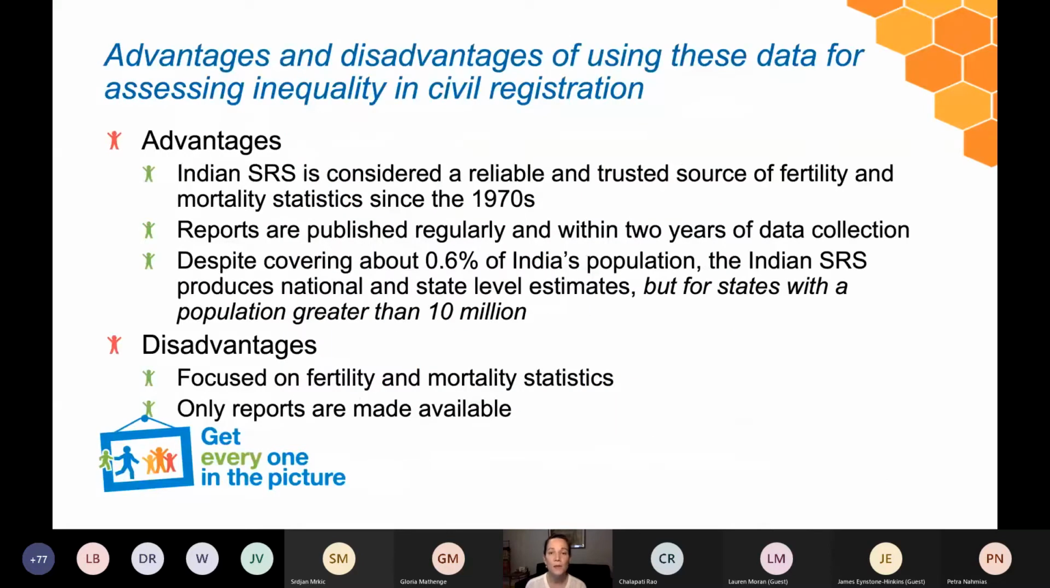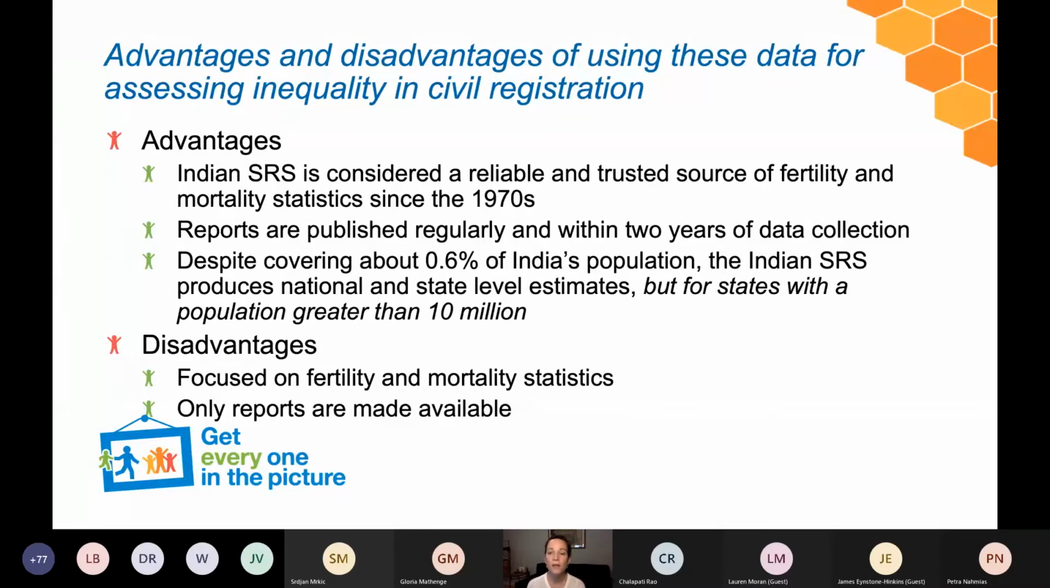Let me tell you about the advantages of the SRS as a system, not specifically as a system for assessing inequalities in the Indian civil registration system. First of all, the SRS is considered a reliable and trusted source of fertility and mortality statistics since the 1970s. The Office of the Registrar General prepares relatively timely reports, published usually within 2 years of data collection, and also regularly publishes them with some exceptions.